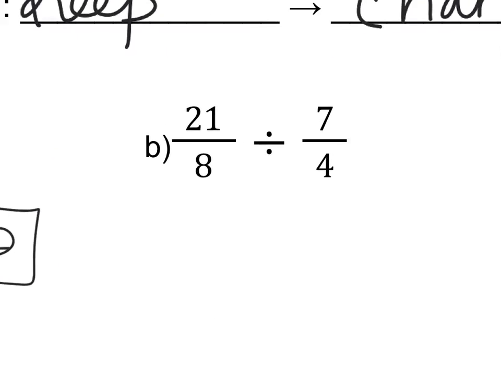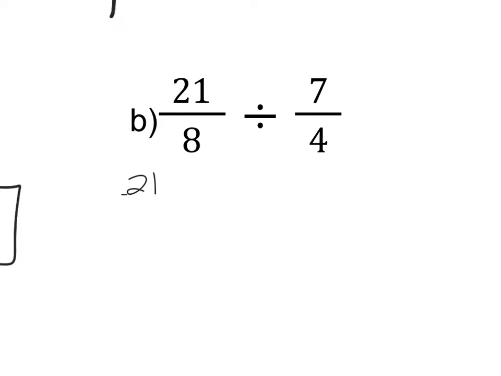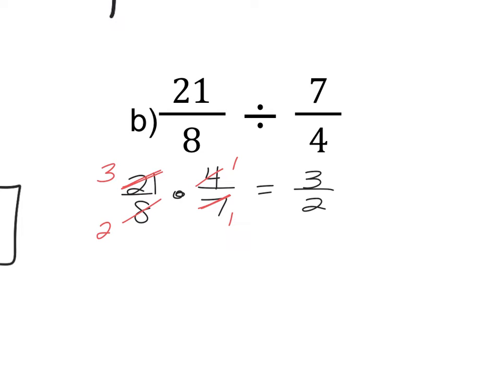Same thing for the next one. We're going to keep 21/8, change it to multiplication, and flip the second fraction. Cross simplify, so that becomes 2, this becomes 1. You can divide both of those by 7, so 3 and 1. So you end up with 3/2.